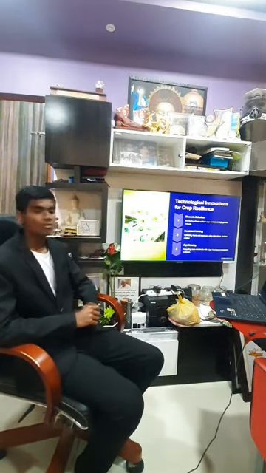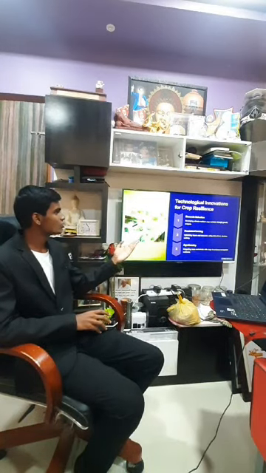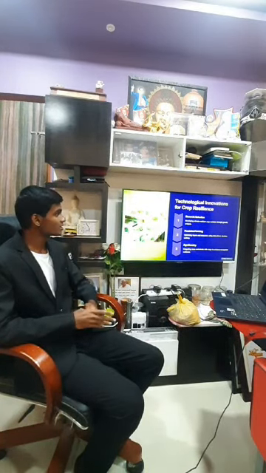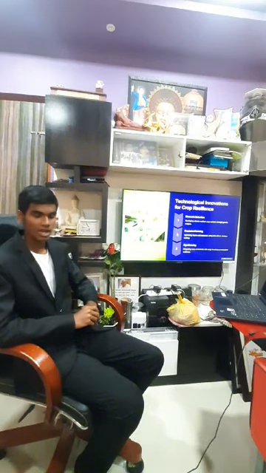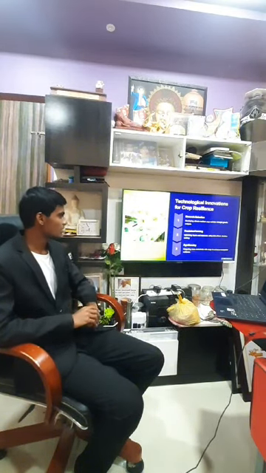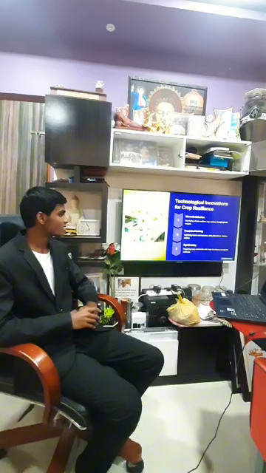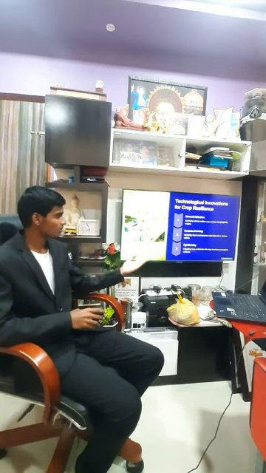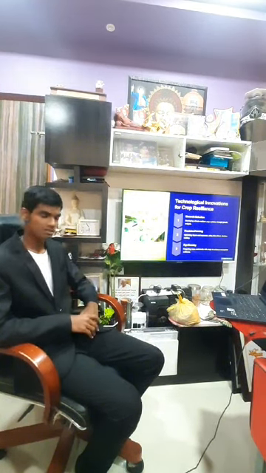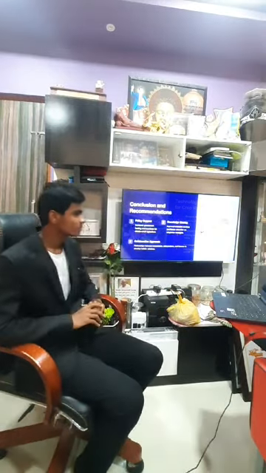Technological innovations for crop resilience. Genomic selection. Developing climate resilient crop varieties through genetic analysis. Precision farming. Optimizing inputs and resources using data-driven decision making. Agroforestry. Integrating trees and shrubs with crops to enhance ecosystem resilience. Moving on to the next slide.